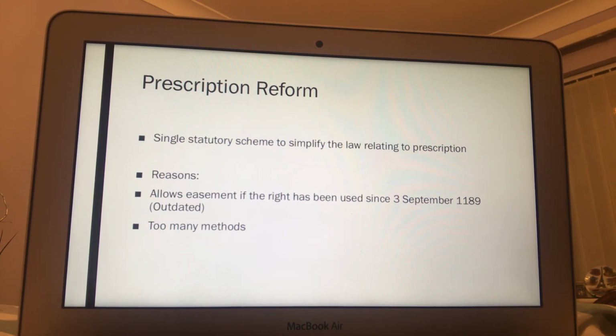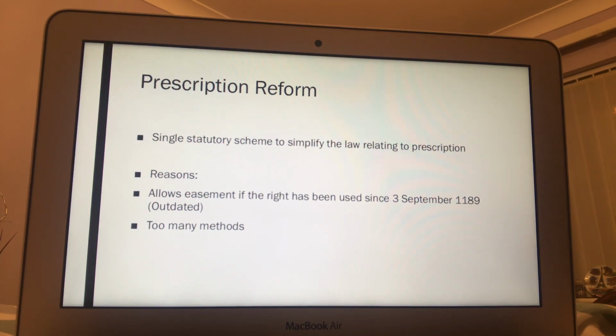For this reason, the Law Commission have recommended to replace prescription with a single statutory scheme. This would simplify the law, as instead of 3 different methods, it would produce one coherent scheme to be followed. These are the reforms I have provided. That is the end of my presentation.